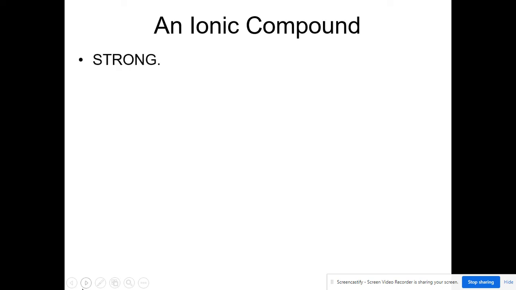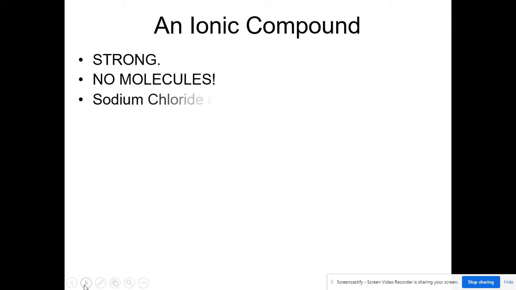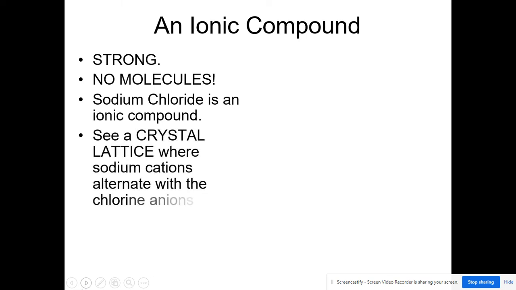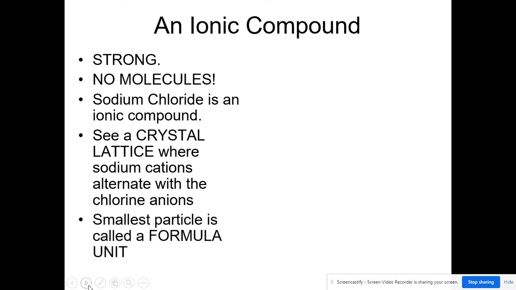So an ionic compound, the properties are they're going to be strong. They do not have molecules. So sodium chloride is an ionic compound. And what we see is a crystal lattice where we have the sodium cations, these are positive, alternating with chlorine anions, which are negative. So the smallest particle is called a formula unit.